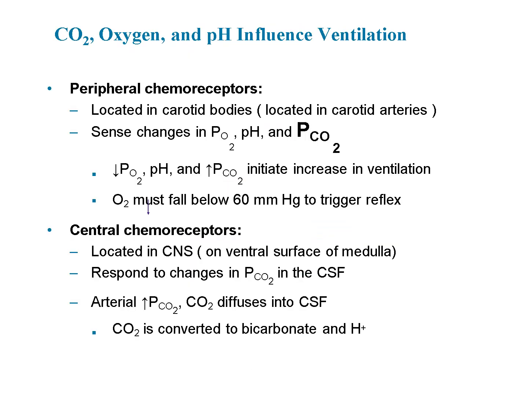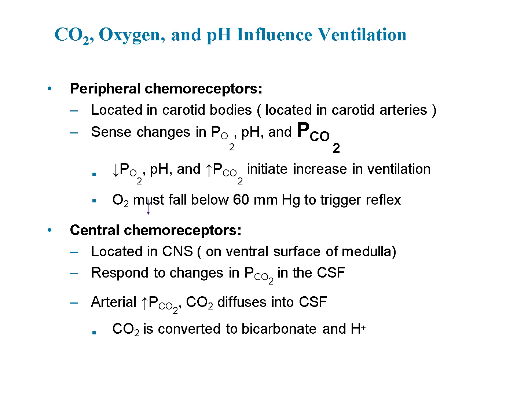Ventilation is influenced by changes in carbon dioxide levels, oxygen levels, and pH, which are detected by specialized chemoreceptors located in the body and brain. These chemoreceptors play a crucial role in regulating breathing by ensuring that the body maintains proper gas exchange and acid-base balance. Peripheral chemoreceptors are found in the carotid bodies, which are located within the carotid arteries.